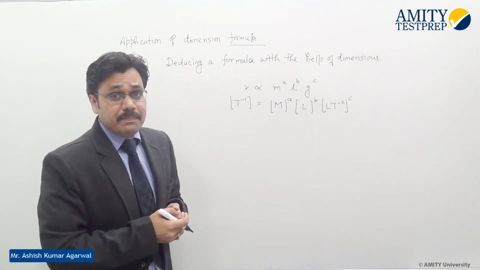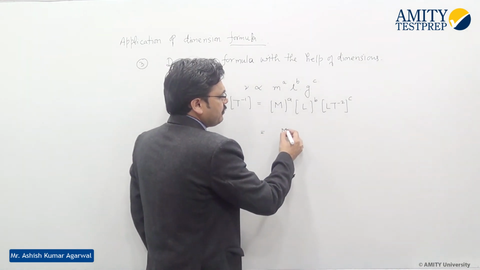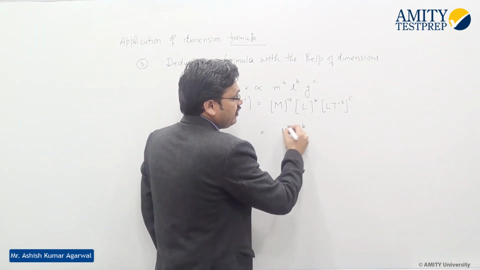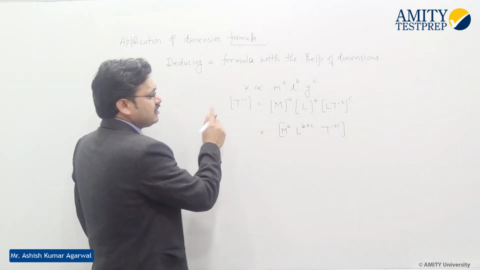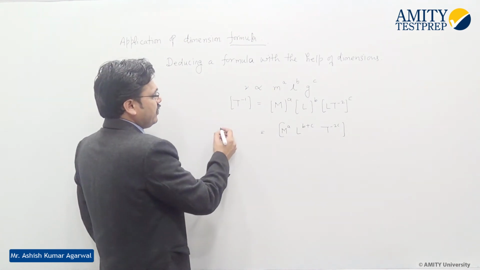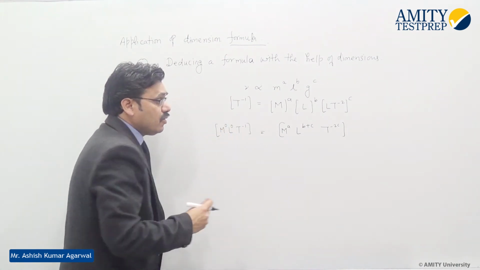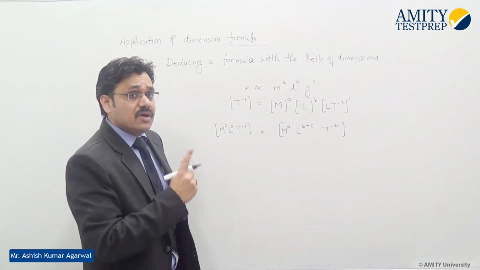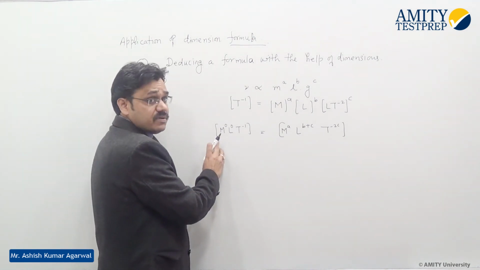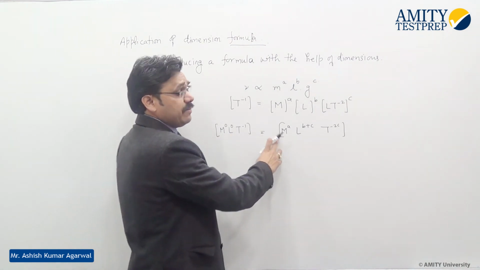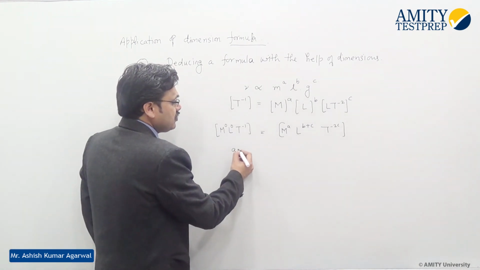Now you have to compare the dimension formula from both the sides. First of all, you have to write it like M to the power a, L to the power b plus c, T to the power minus 2c. And here, as there is no mass and length, you have to put M to the power 0, L to the power 0, T to the power minus 1. Now you have to compare the dimensions of the same units. What is the dimension of mass on the left side and on the right side? If you compare these two, you get a equals 0.